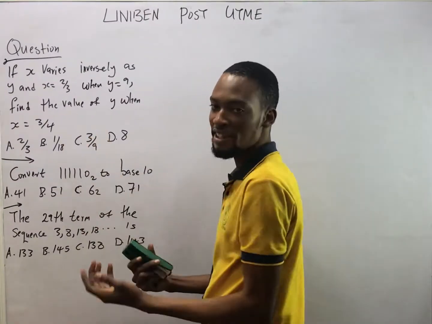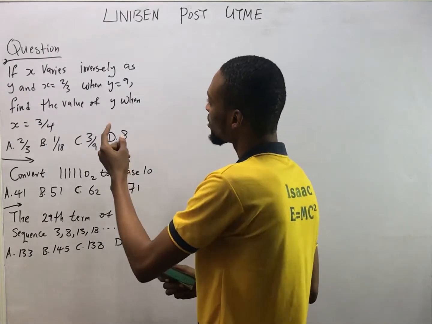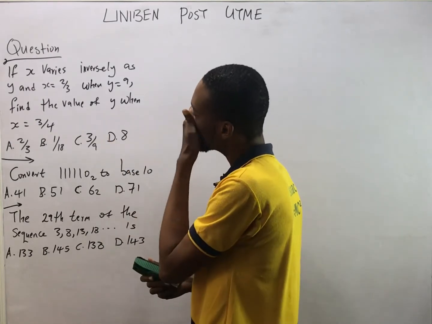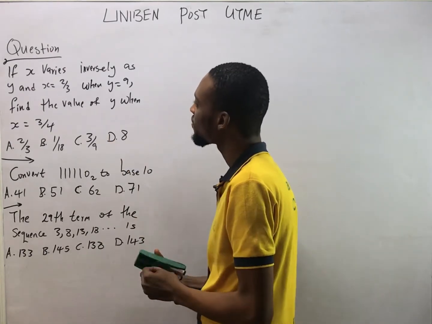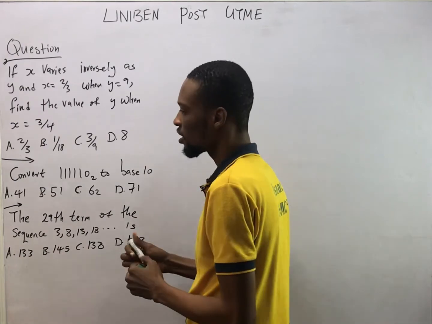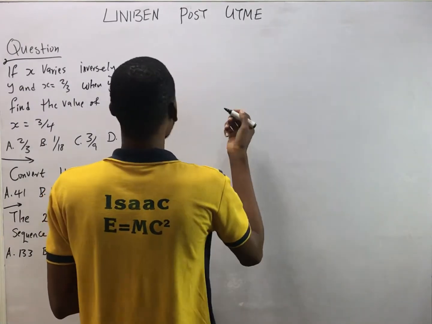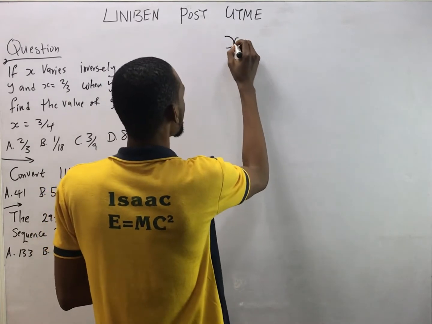Okay, let's take a look at these questions. The first one says, if S varies inversely as Y, so that's a question under inverse variation. And inverse variation is represented this way.